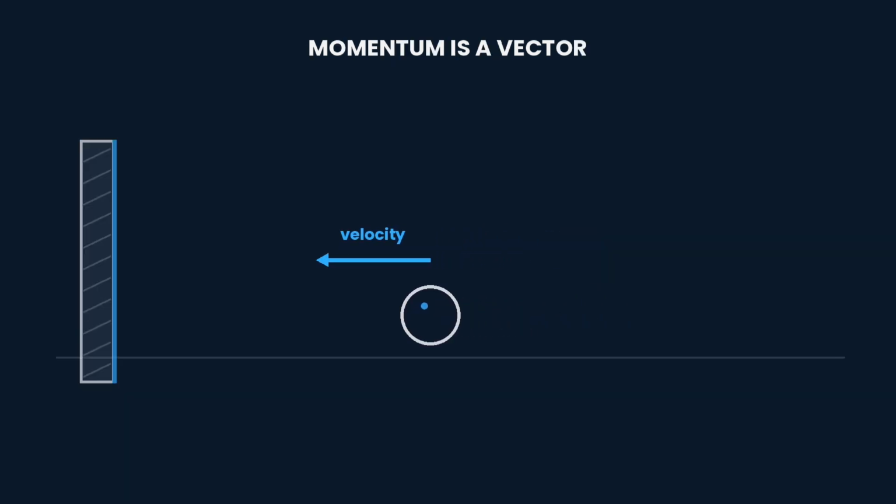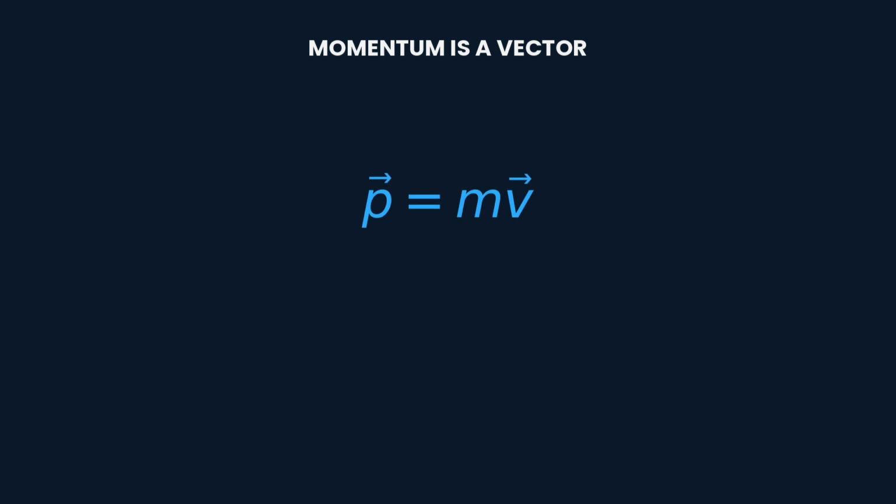Momentum is mass multiplied by velocity, p equals mv. Mass is a scalar, but velocity is a vector, so momentum is a vector too. The direction or sign is part of the answer.